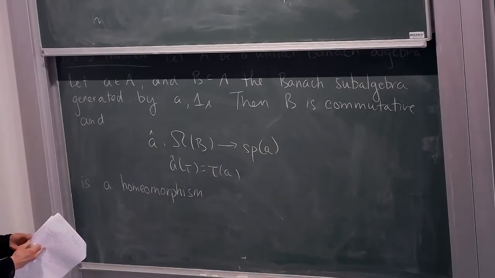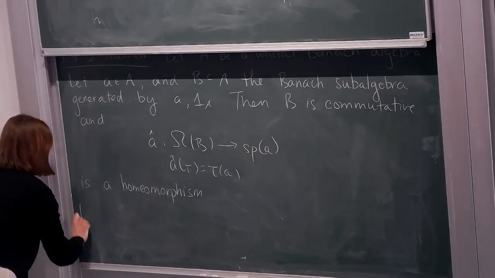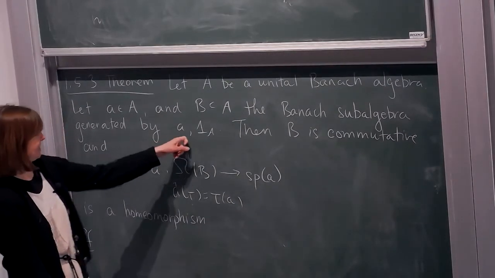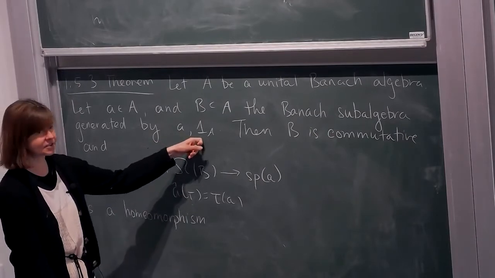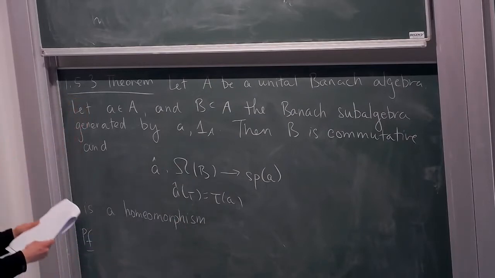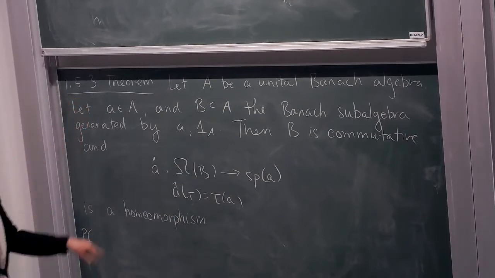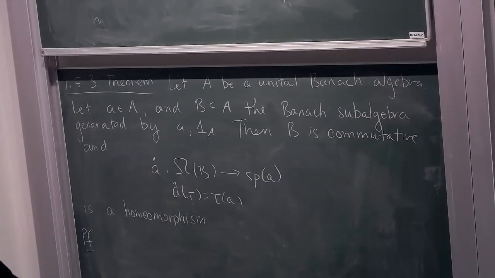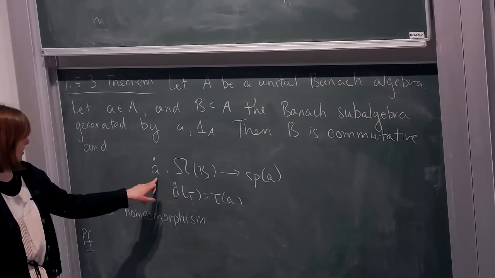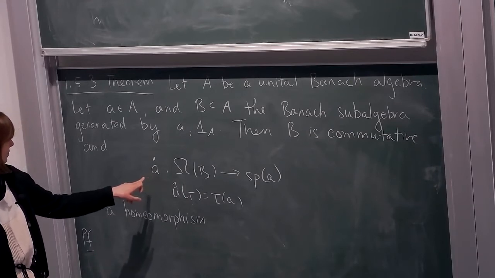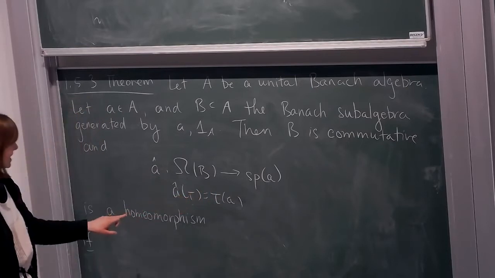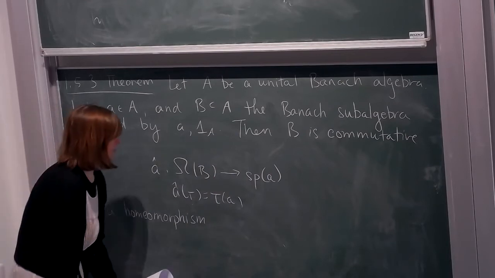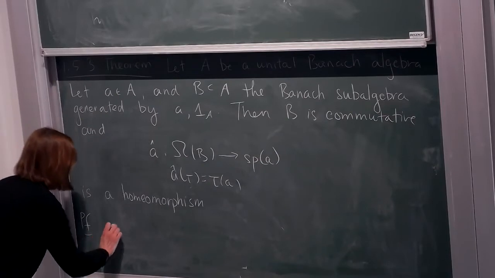Okay, so this is not so difficult to show. So first of all, that B is commutative. Well, it's just the closure of polynomials in a. So those are clearly commutative, so B itself will be commutative. We already noted that a-hat is continuous, and we know that it's moreover a bijection from the last theorem. So it's a continuous bijection and hence a homeomorphism.